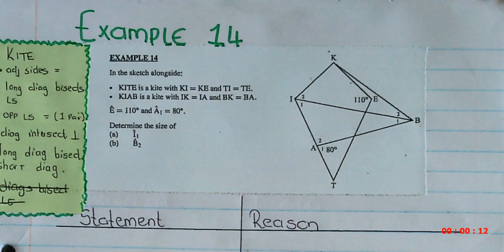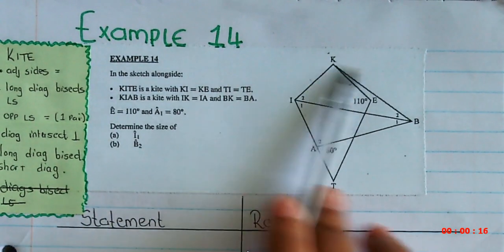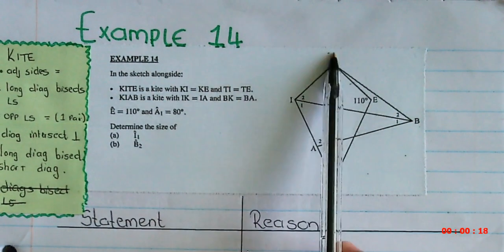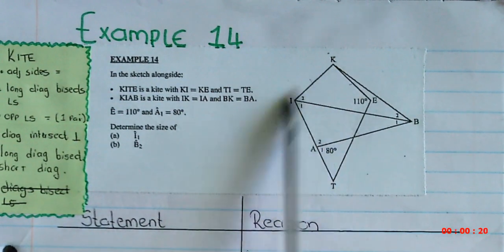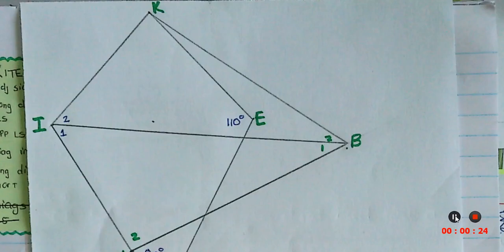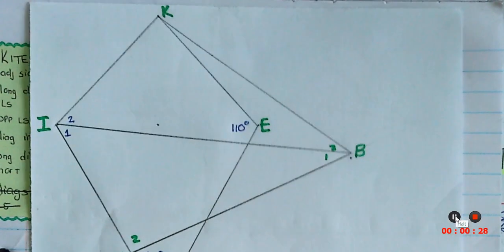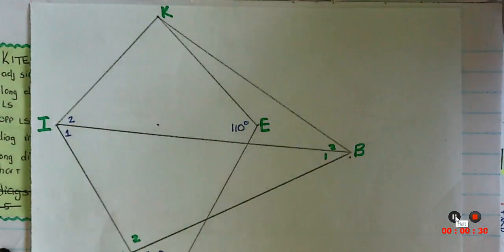Okay, fine. So we have the kite. K-I-T-E, this guy. Kite is a kite. And then we have the kite K-I-A-B. So we have those two kites. Okay, so we have kite K-I-T-E, and then we have the other smaller kite.